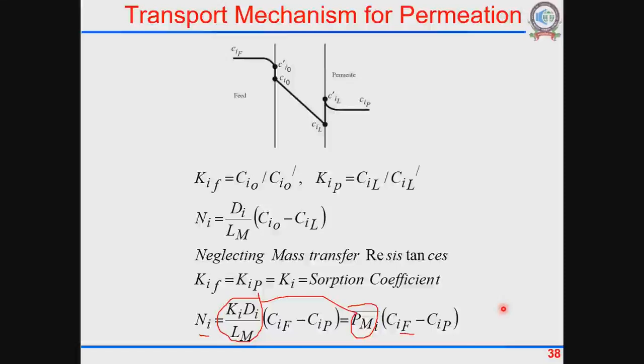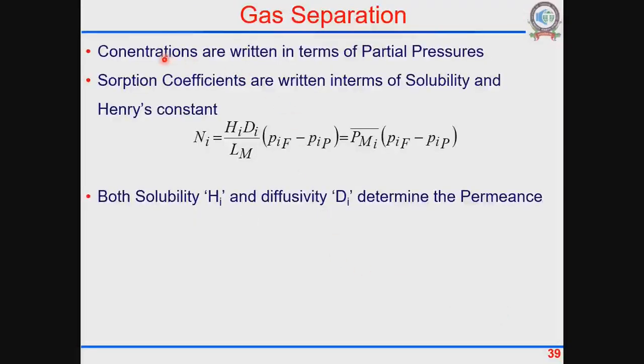Okay, let's go forward. Sometimes, especially when talking about separation of gases, the concentration differences are not written in terms of concentrations but in terms of partial pressures, and sorption coefficients are written in terms of the solubility of that particular gas in the membrane. So it is written in terms of Henry's constant. Then the flux we can write in terms of Henry's constant, diffusivity, and thickness of the membrane, multiplied by the partial pressure difference of the solute on the feed side minus the permeate side. So permeance is the product of solubility and diffusivity divided by the thickness of the membrane.